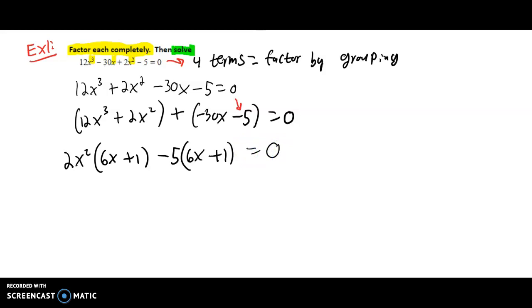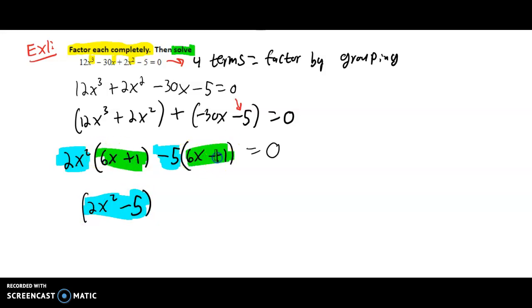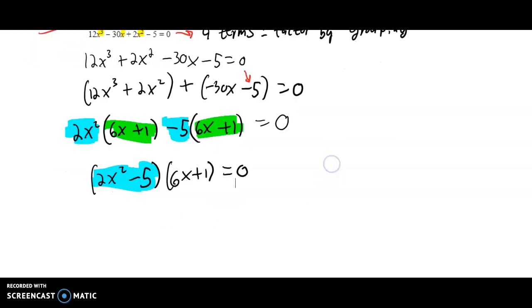Great. Now I'm going to take these 2 guys on the outside. They're going to get their own group. Color code that. And then we're going to take these guys and they form a single group. Great. That's fully factored. Now we just need to solve.